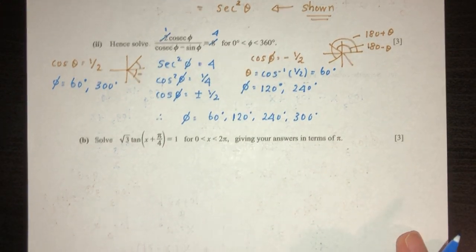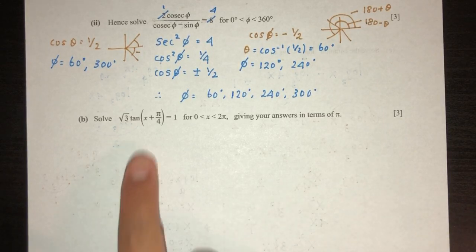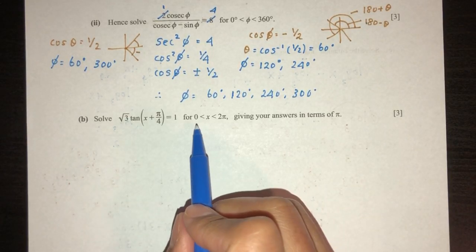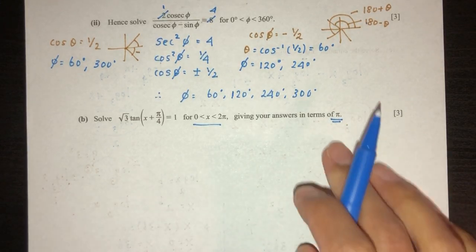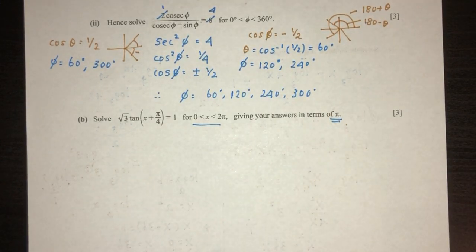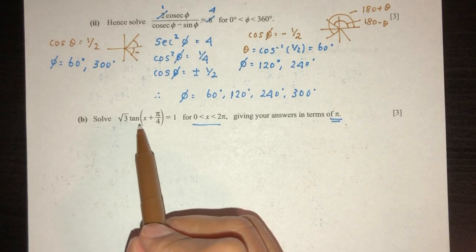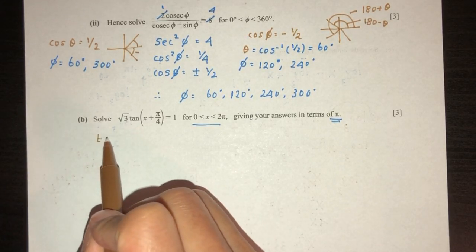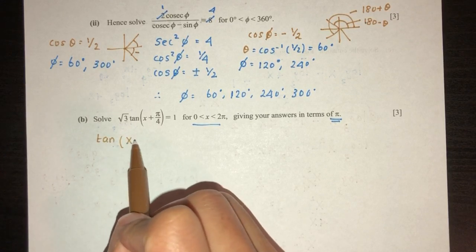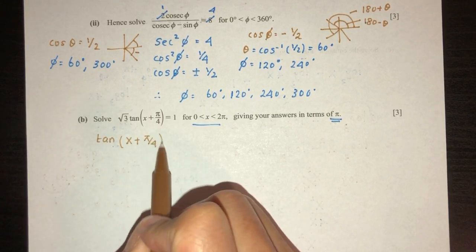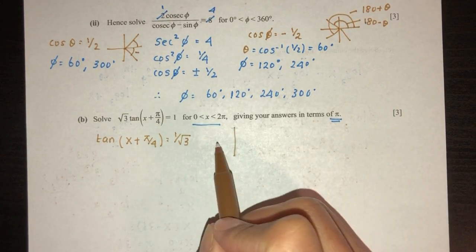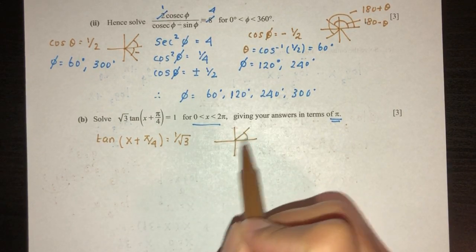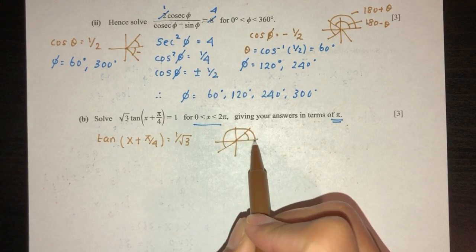That is for part A. Now for part B, we have to solve this equation between those two and give your answer in terms of pi. That is important here. We have to give your answers as exact values. So step by step, the first thing you need to do is to make tan become the subject of the formula. So tan x plus this over 4 is equal to 1 over root 3. Now, since tan is positive, it has to be in your first quadrant and your third quadrant.